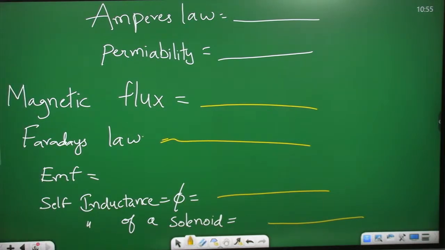Sir, Faraday's which law? First law or second law? Electromagnetic induction. Faraday's law of electromagnetic induction.